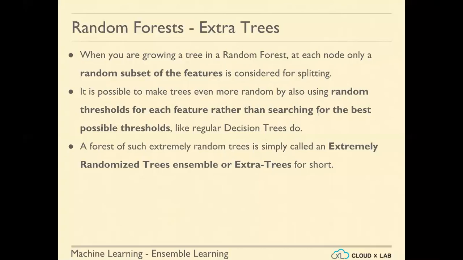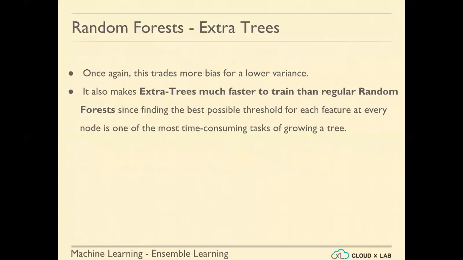So a forest of such extremely random trees is simply called an extremely randomized trees ensemble, or extra trees for short. Once again, this trades more bias for a lower variance, meaning we are going away from underfitting towards a bit more overfitting. It also makes extra trees much faster to train than a regular random forest, since finding the best possible threshold for each feature at every node is one of the most time-consuming tasks of growing a tree.